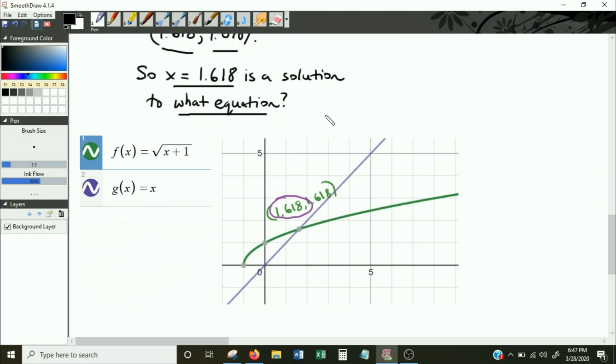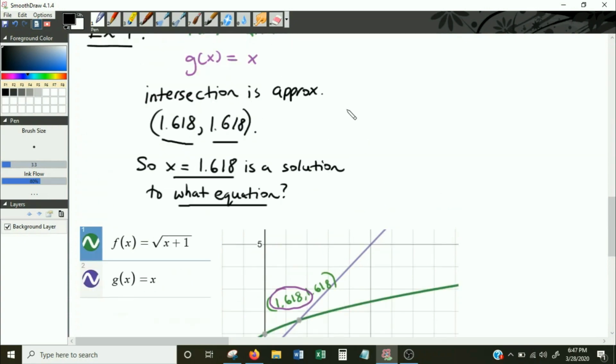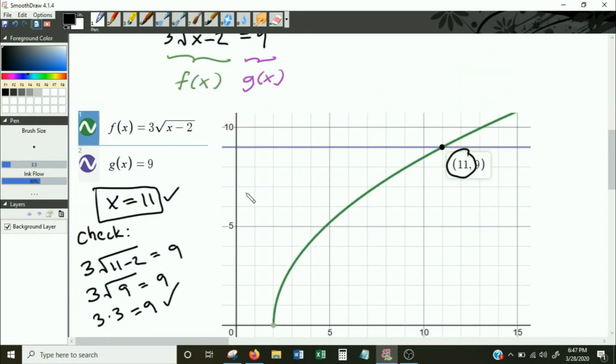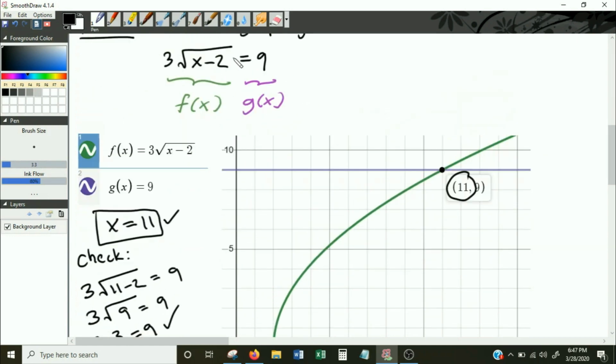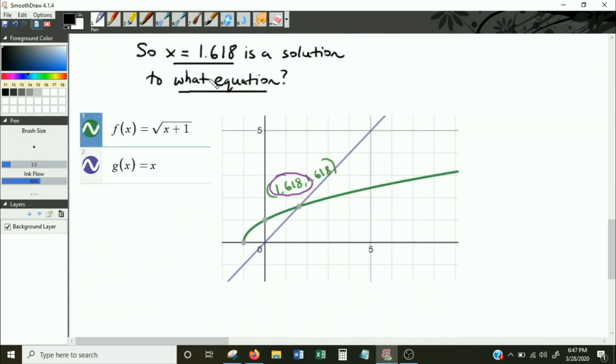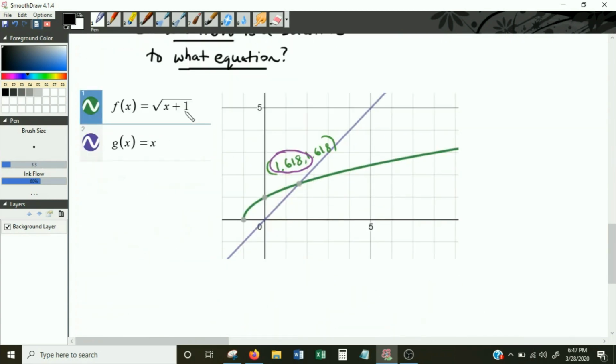The way to answer this is, remember in example 3, we started with an equation and we said f of x is equal to g of x. And then we graphed it. So we're doing the reverse of that here. We're starting with f of x and g of x, and we need to make this equation. So I have the functions here. Now remember that the place where they meet is 1.618, and that is true when f of x is equal to g of x.